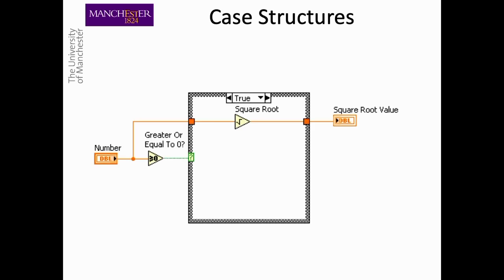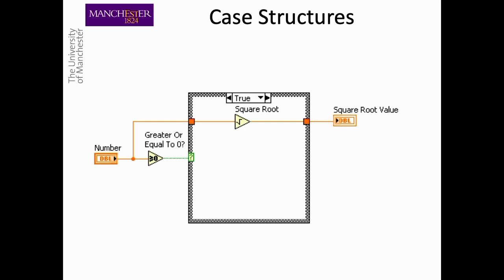So this is a case structure. It looks a little bit like a while loop and a for loop. So it's a box that drops down to the background here. And you see at the top in the middle there's a drop-down menu, and this is displaying the true. Okay? This is a Boolean case structure. I know it's a Boolean because on the left-hand side of my case structure, the little question mark is green. Green means Boolean, so it's a Boolean case structure, which means the case has two bits of code in it. We are currently looking at the true case.